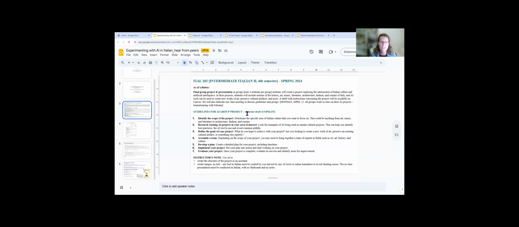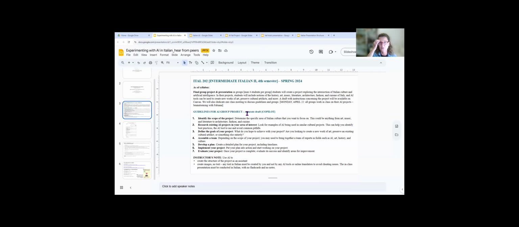And then research existing AI projects in your area of interest. It's not considered, let's say, cheating if they look at what other students did on the web, as long as they don't copy and paste, but they use it as a source of inspiration, right? The structure, the idea, but of course, then they have to work on their own project independently from the projects that they have found.